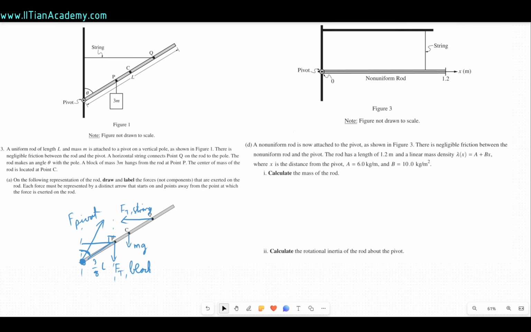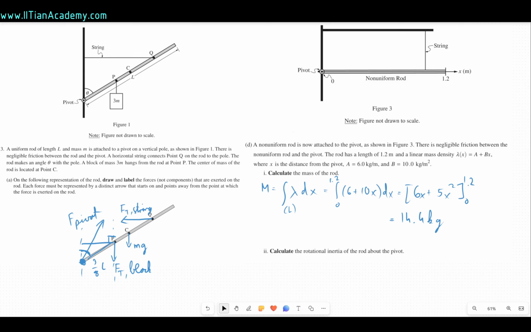So we need to write up the integral, and then we just need to integrate the mass density function lambda as a function of x, dx. So we need to go in small steps of dx, and we have to integrate this over the entire length, obviously. So we'll go from 0 to 1.2 of 6 plus 10x dx. This will simply be 6x plus 5x squared from 0 to 1.2. Plugging in 1.2, we will find that this is 14.4 kilograms.